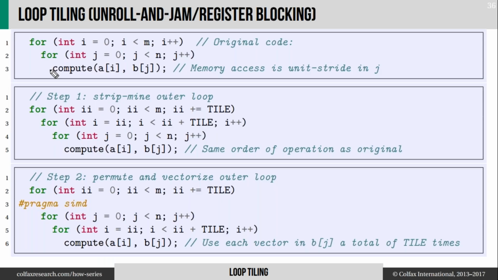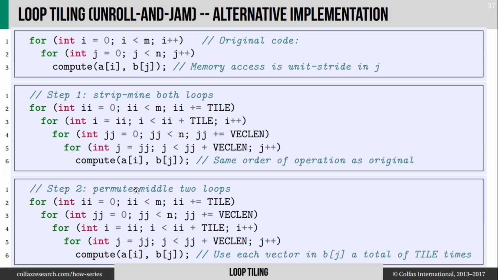In code, it looks like this. Strip mine the outer loop in I, and then permute the inner two loops. So now it's I, J, and then I. If you wanted to retain vectorization in J, you put pragma simd here. Because now a new loop is inside, so if you wanted to retain vectorization in J, if J is what gives you unit stride, then you have to direct the compiler's attention to that.